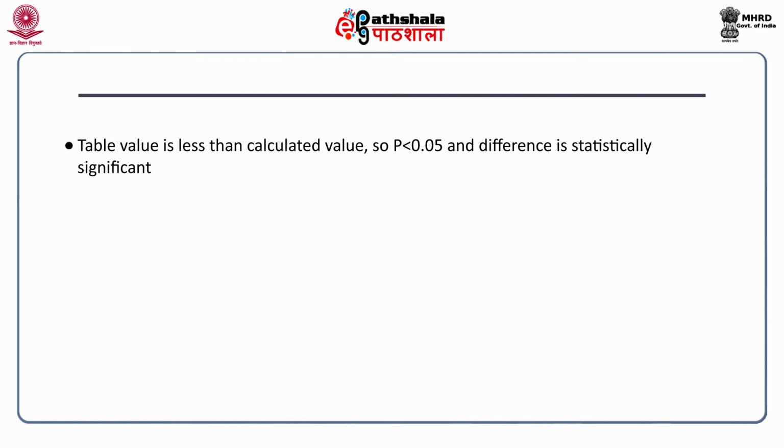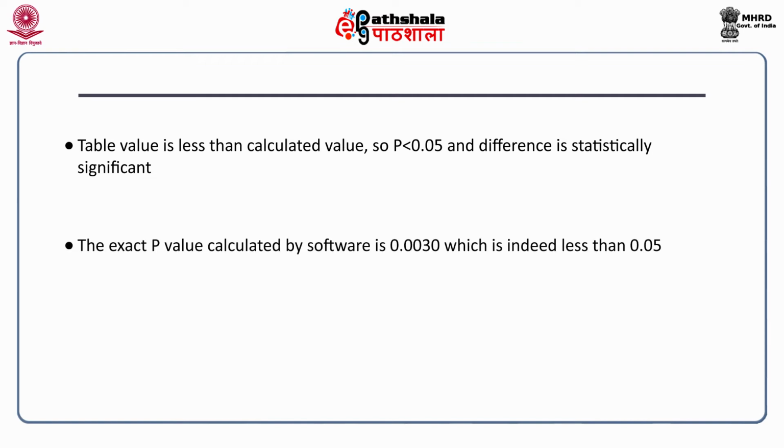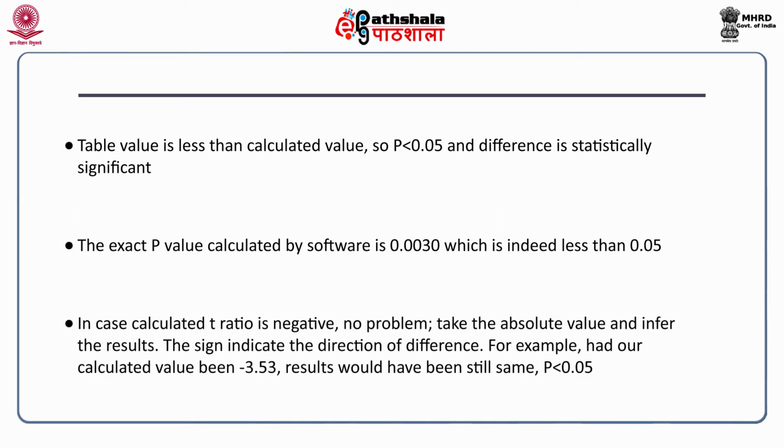The table value is less than the calculated value, so p must be less than 0.05 and the difference is statistically significant. The exact p-value calculated by the software is 0.0030, which is indeed less than 0.05. In case the calculated t ratio is negative, no problem. Take the absolute value and infer the results. The sign indicates the direction of the difference.